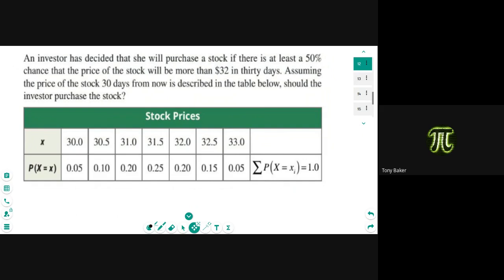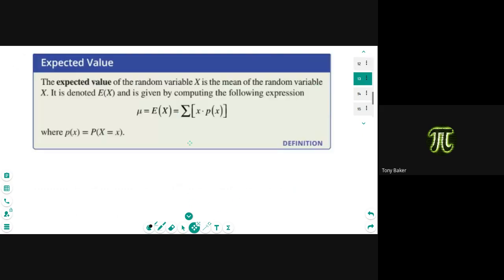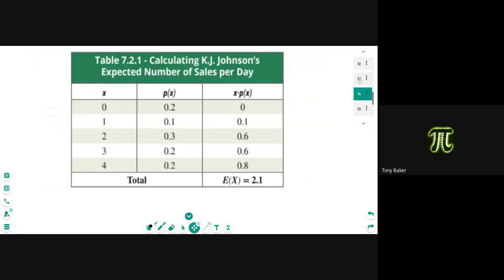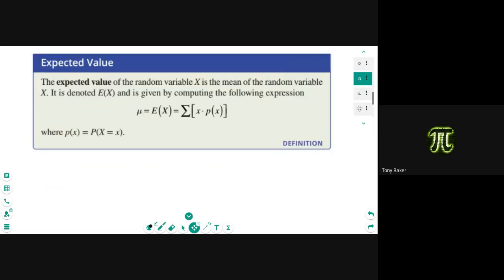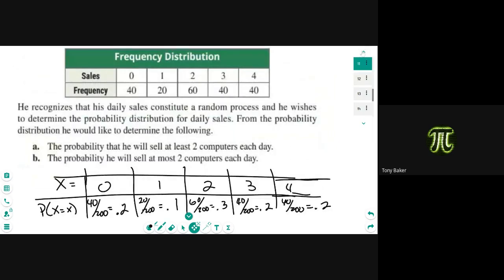So weighted mean, remember we looked at for grades and stuff like that, where you take the two values and you multiply them? That's in essence what we're going to do here. So the expected value is the sum of when you multiply the value times the probability. Once you multiply that, you add those all up, and that's going to be your expected value. So let's go back up here, and we're going to take this.